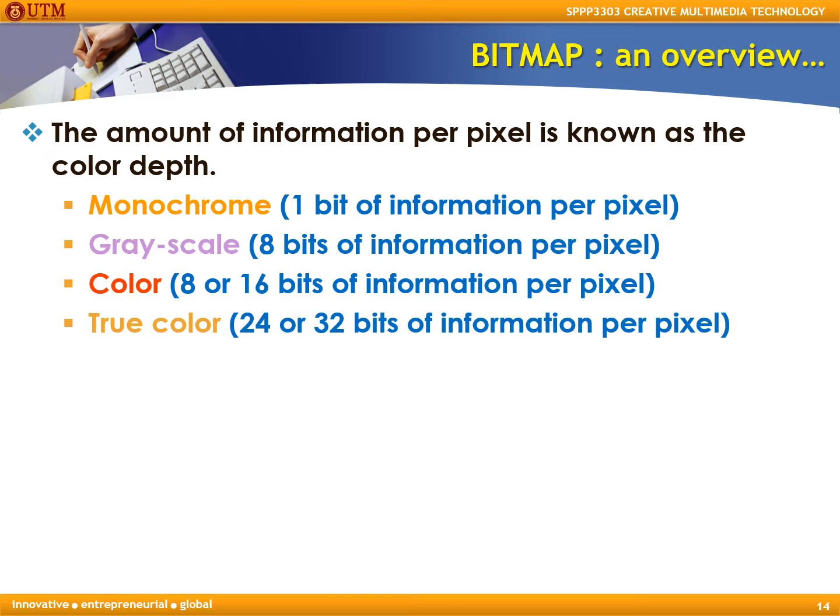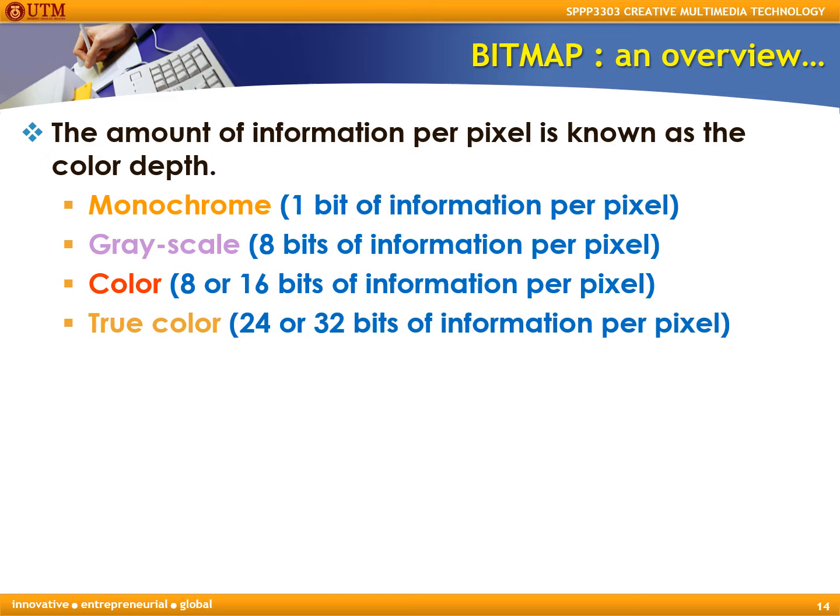Okay, we have talked about the amount of pixels in one image and how it affects the quality of the image. Now the amount of information per pixel is also known as the color depth. We do have 4 categories of color depth, which is first monochrome, grayscale, color, and true color. Monochrome, which is 1 bit of information per pixel. Grayscale, 8 bits of information per pixel. Color, 8 to 16. True color is 24 to 32.